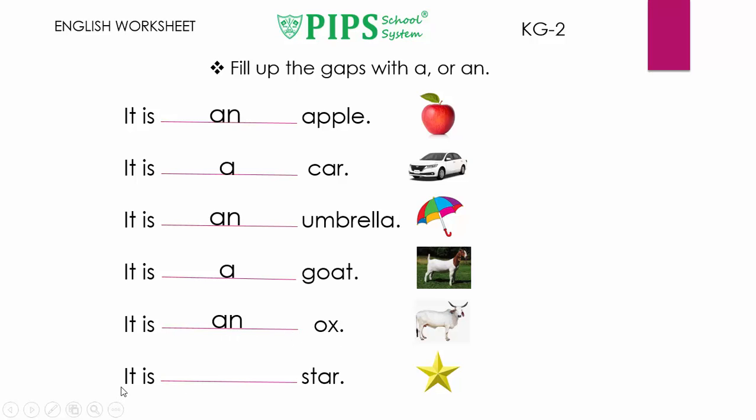The last sentence is, it is dash star. The initial letter of star is S and S is a consonant letter. Now we will write letter A in the empty space like this. So the sentence is, it is a star.